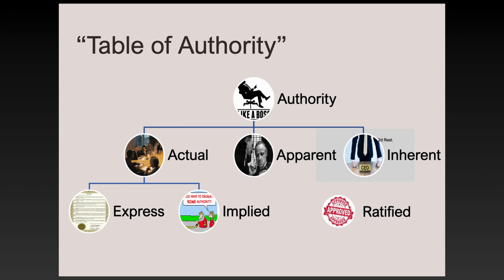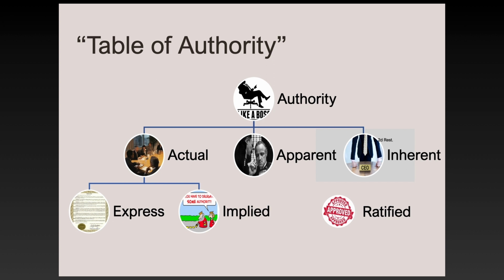In addition, by virtue of the relationship between the principal and the agent over time, some actual authority is implied. But the key thing to know about actual authority is it is all about the relationship between the principal and the agent. The agent has to believe that he is in fact authorized by the principal.